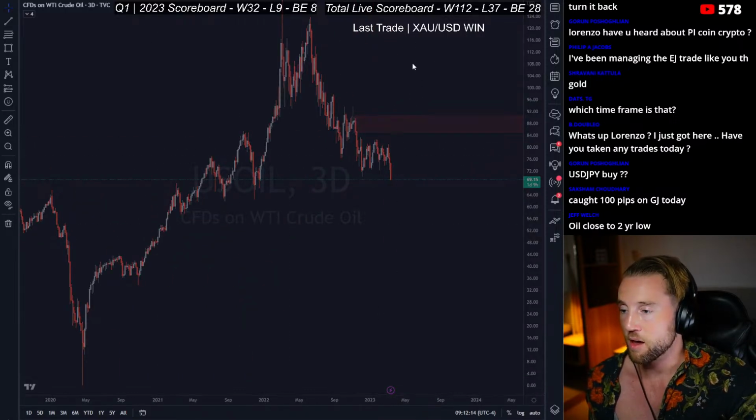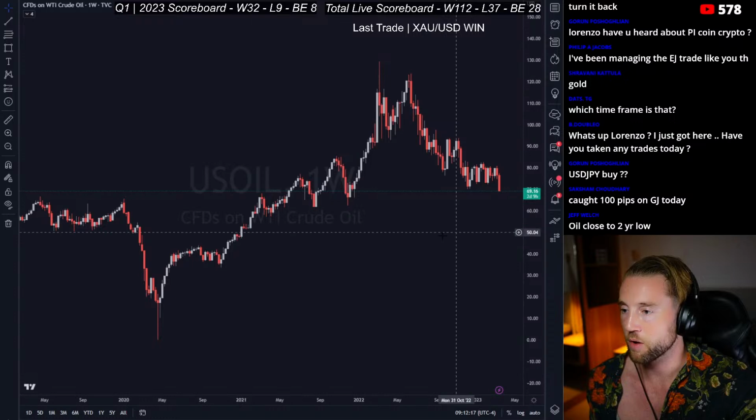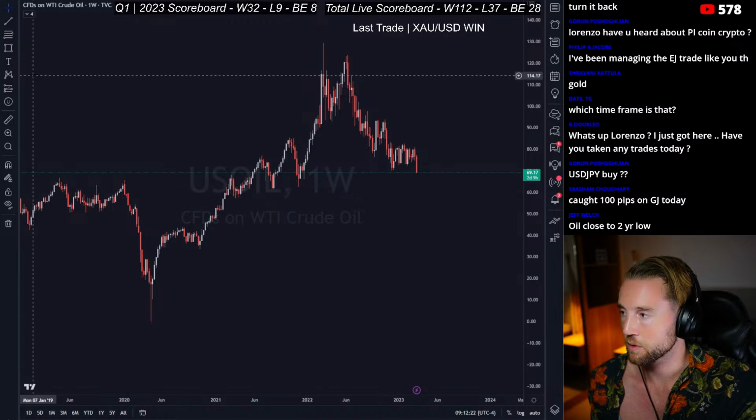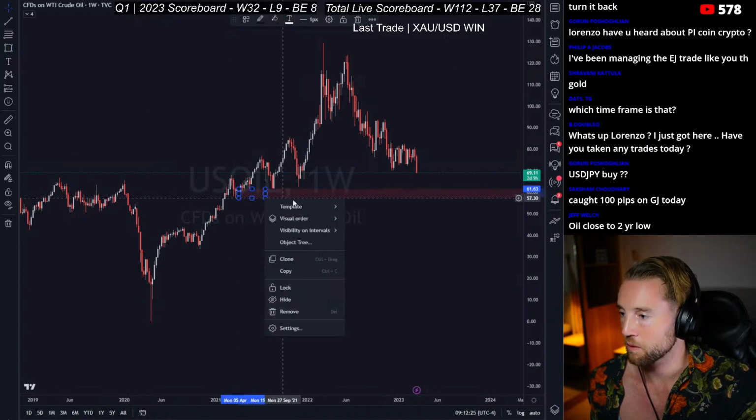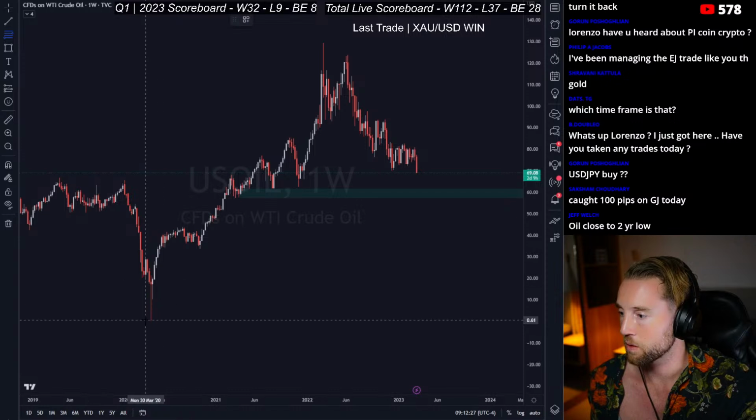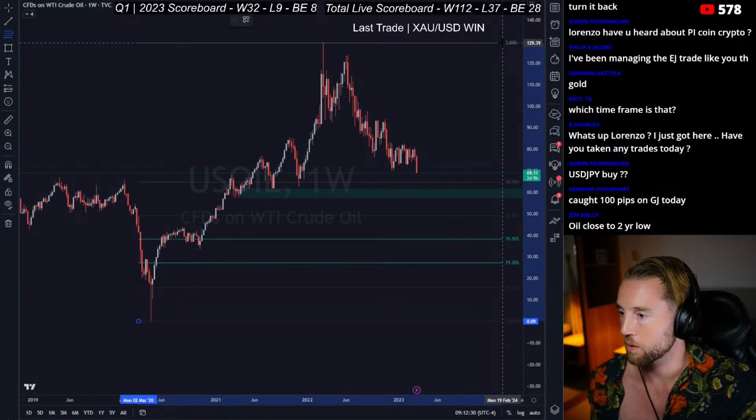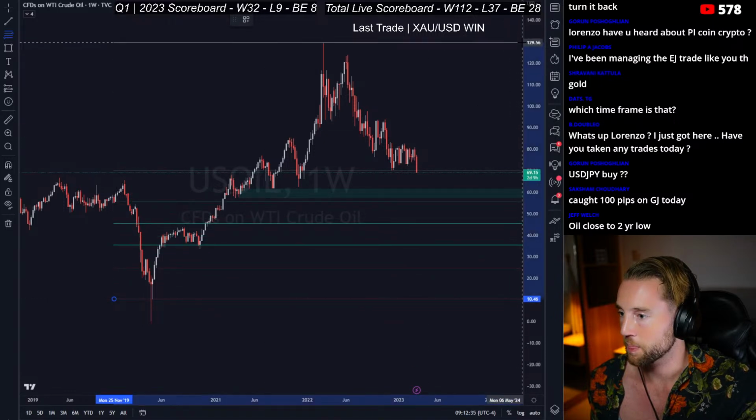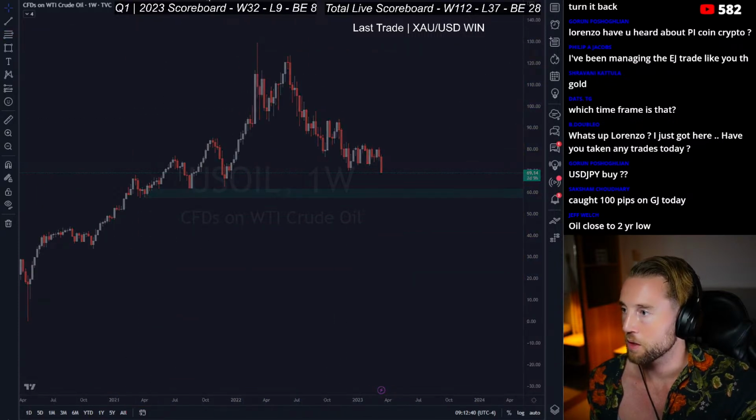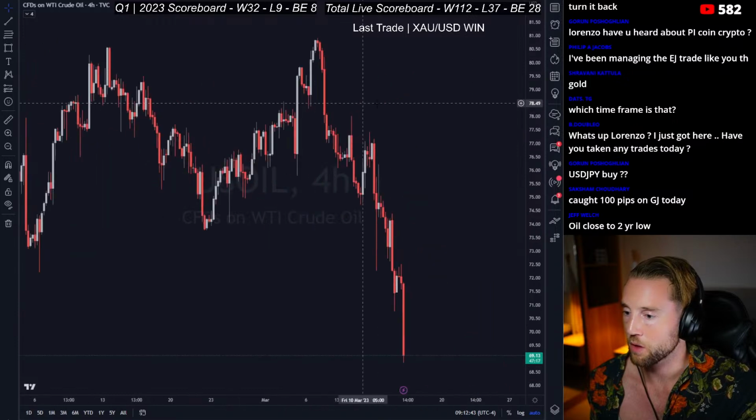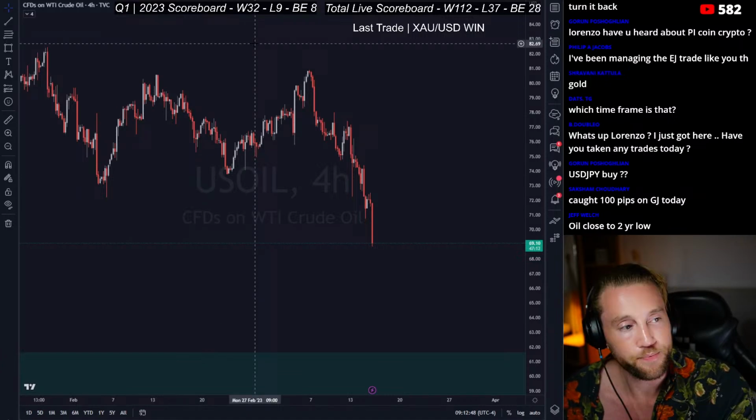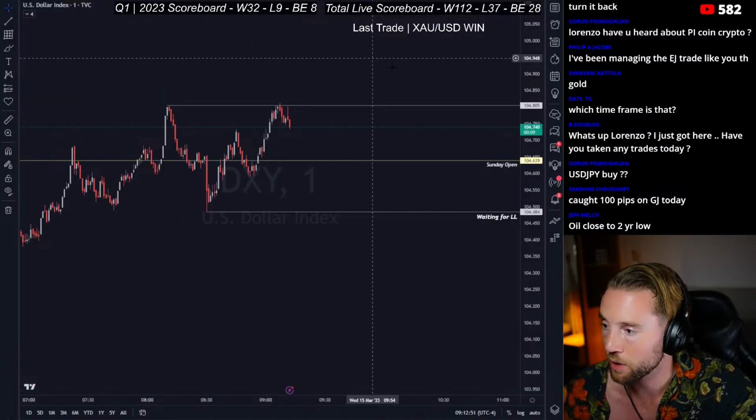Yeah, this is weak. Let's see. This is not looking good here. Okay. No, this is not looking good here. Quite interesting when gold is going up that much.